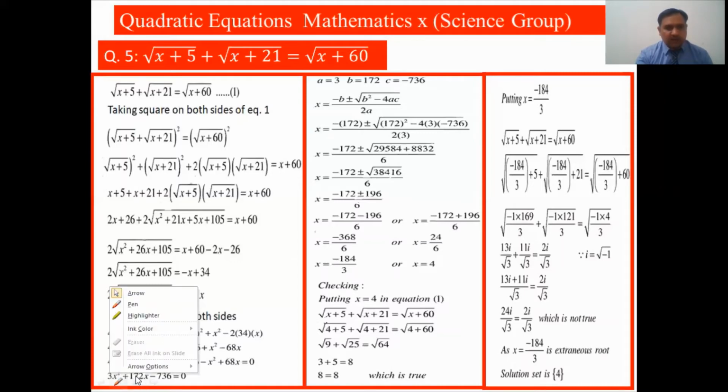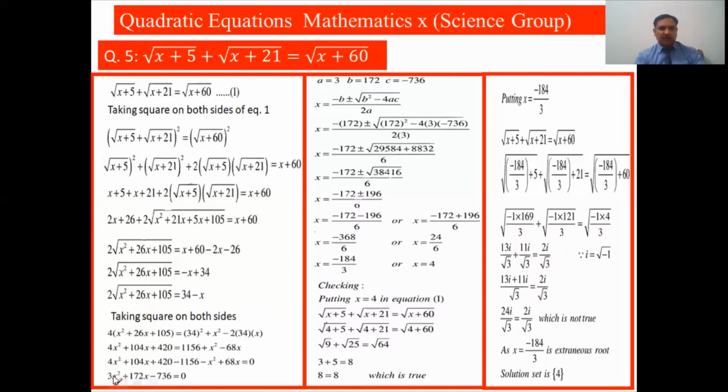plus 172x minus 736 is equal to 0. So here we'll use the quadratic formula to solve this equation.